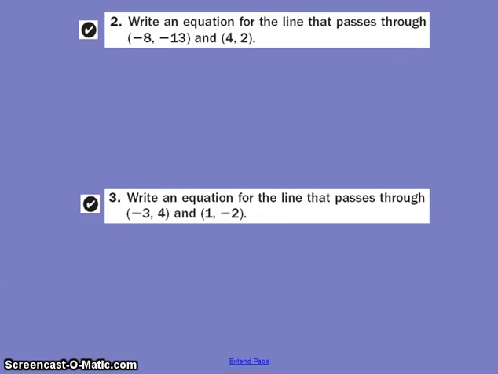So we can kind of test this out again. You've got your 2 ordered pairs. We calculate the slope between them. 2 minus -13 over 4 minus -8.